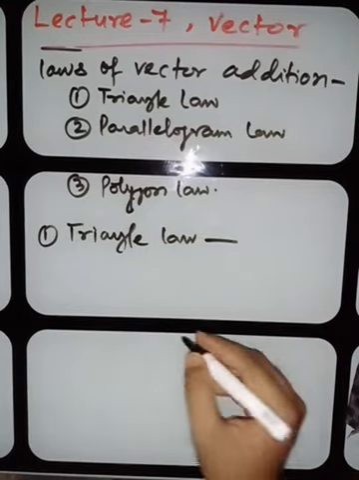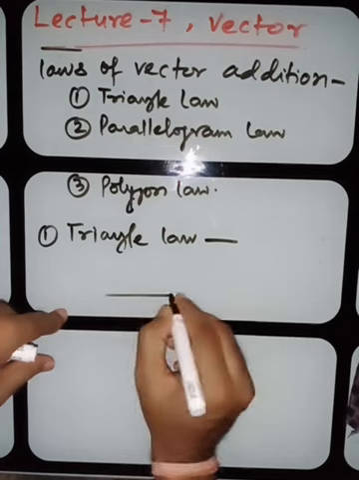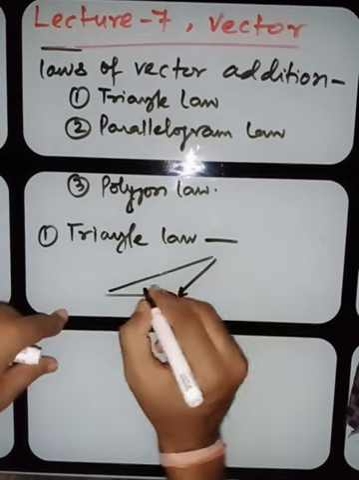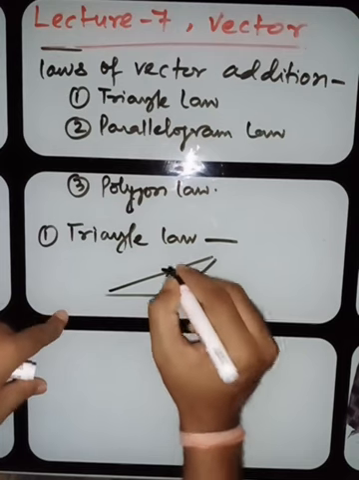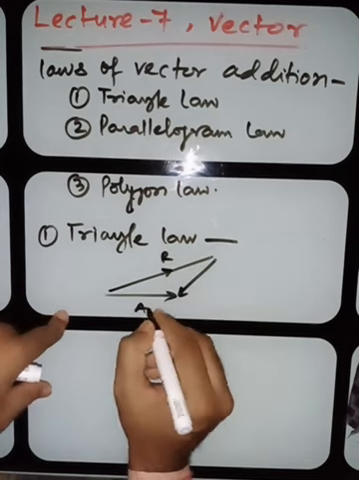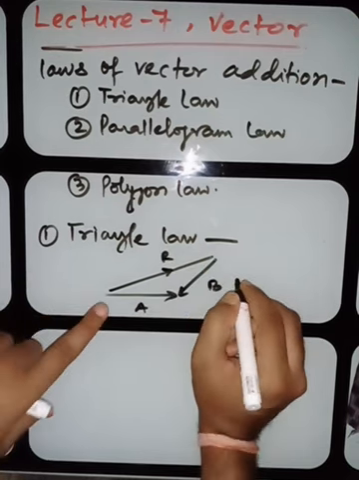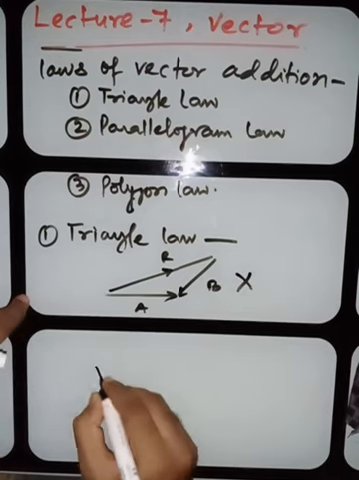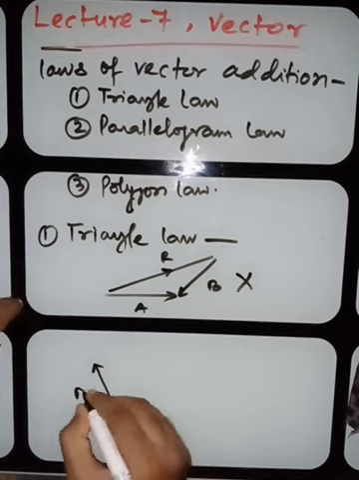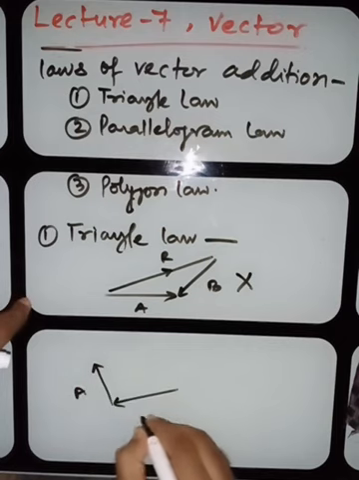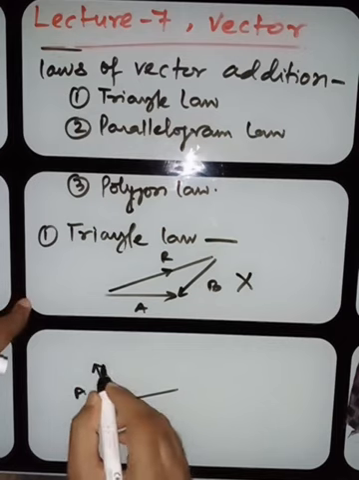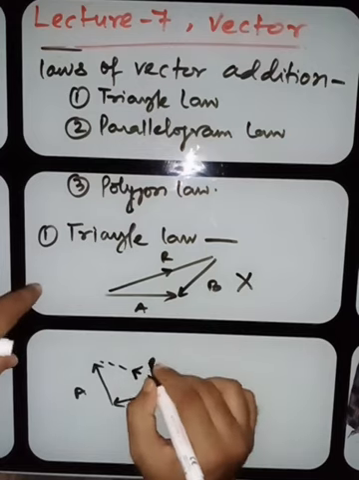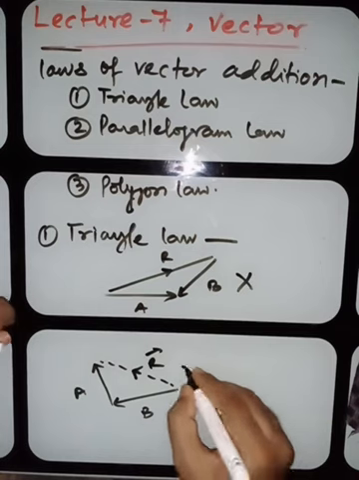Here, my dear students, if I am making vector A, vector B and vector C, or the resultant, whether this is correct? The answer is no, this is incorrect. Okay, now next, vector A, vector B and the resultant. Whether this one is correct? The answer is yes, this is correct.